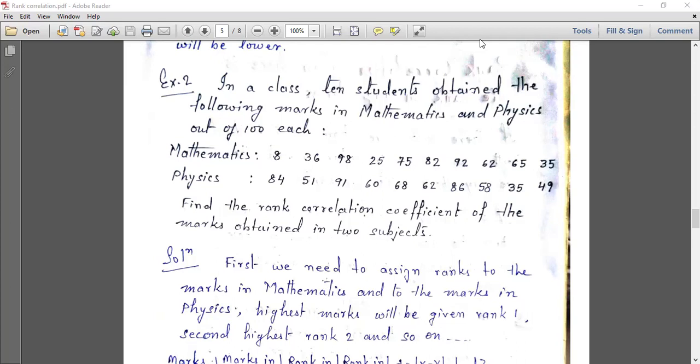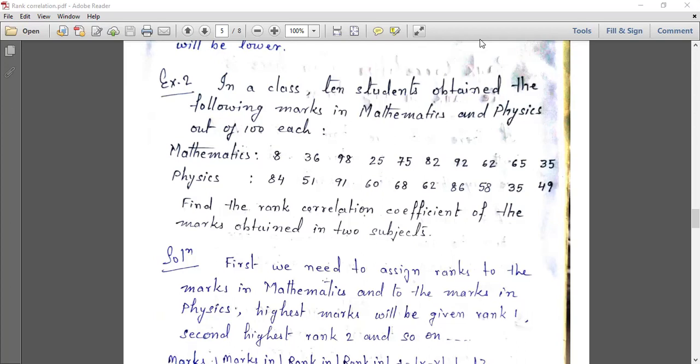Now, what we need to do is find the rank correlation coefficient of the marks obtained in these two subjects. Here, the ranks are not assigned at all. So we first need to assign the ranks corresponding to their scores in maths and physics, and then proceed to find the rank correlation coefficient between the two subjects.